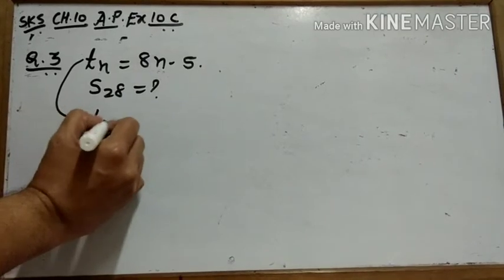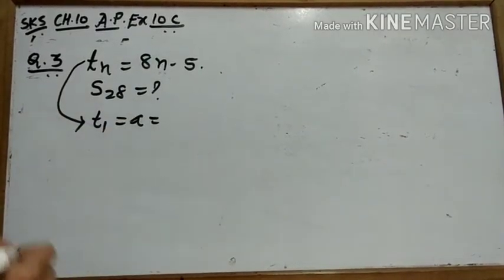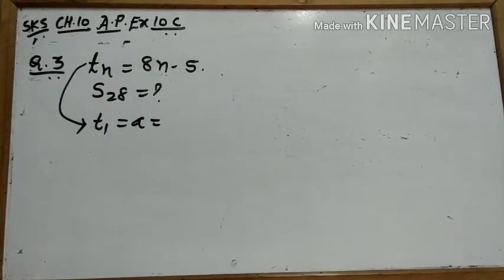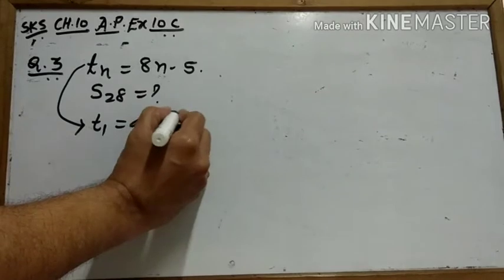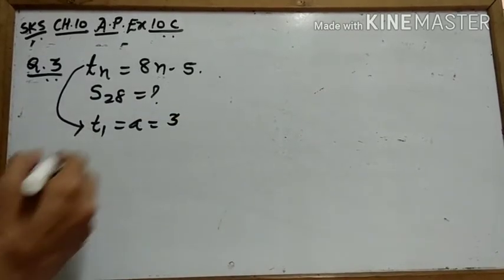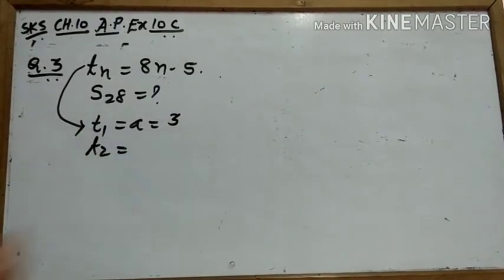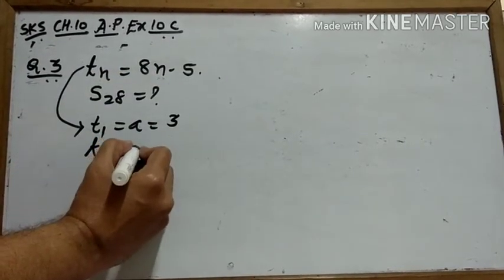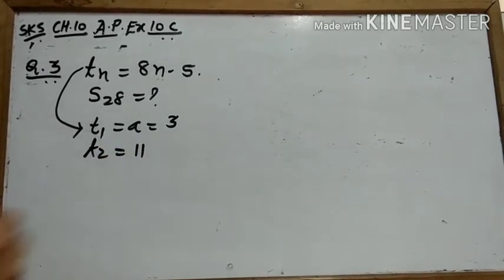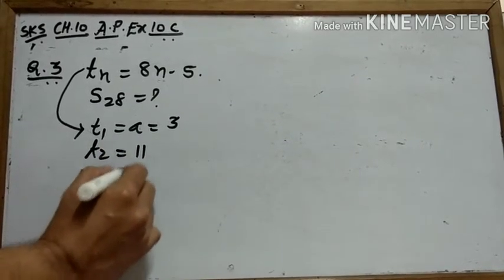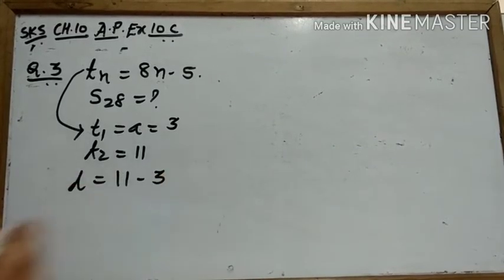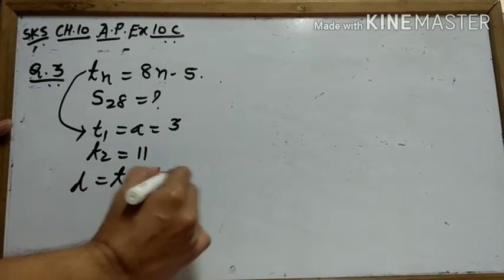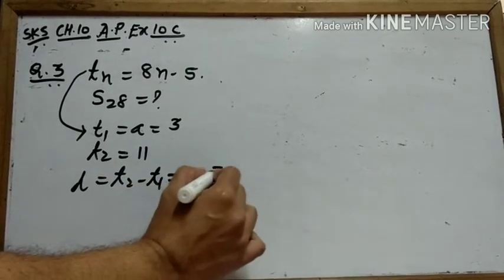From Tn I can find out T1, which can also be called A. For T1, I have to substitute 1 here. 8 ones are 8, minus 5 is 3. So your A will be 3. T2 I will find out. T2 will be 8 twos are 16, 16 minus 5 will be 11. Now I have to find out D. D is nothing else but 11 minus 3, that is T2 minus T1, which is equal to 8.